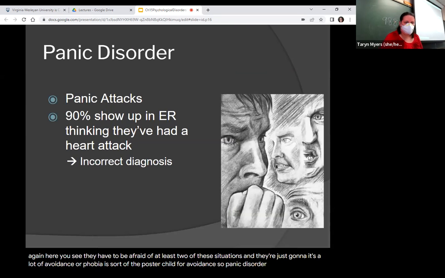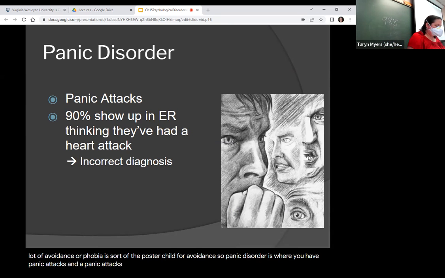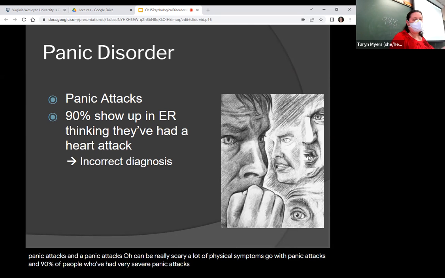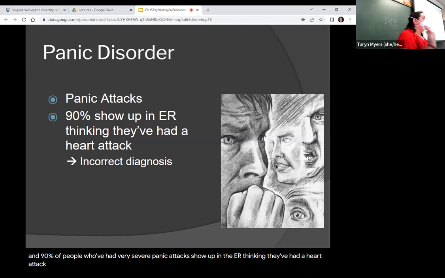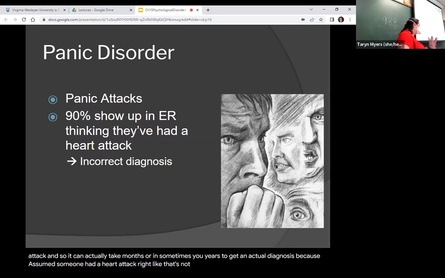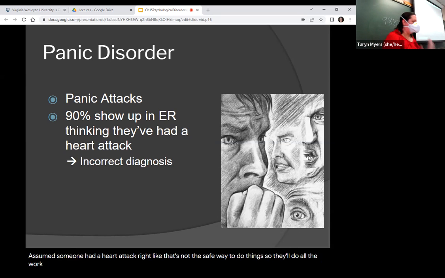So panic disorder is where you have panic attacks. And now panic attacks can be really scary. A lot of physical symptoms go with panic attacks. And 90% of people who've had very severe panic attacks show up in the ER thinking they've had a heart attack. And so it can actually take months or sometimes years to get an actual diagnosis, because you don't want to not assume someone had a heart attack, right? That's not the safe way to do things. So they'll do all the workup for any kind of heart disease. And then they might end up finally figuring out, oh, this might be psychological.